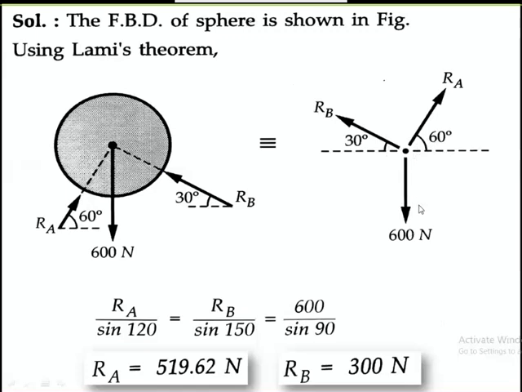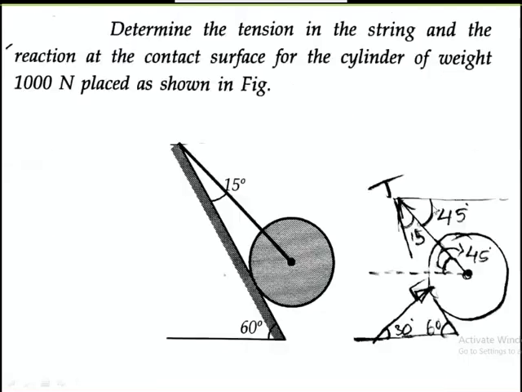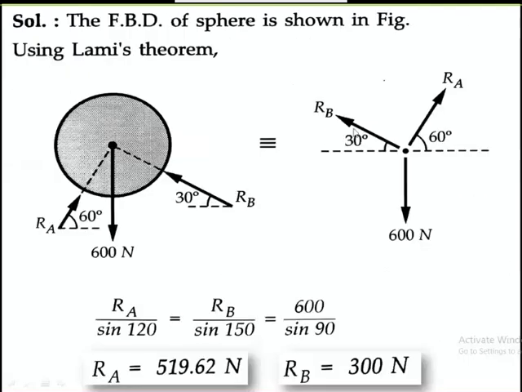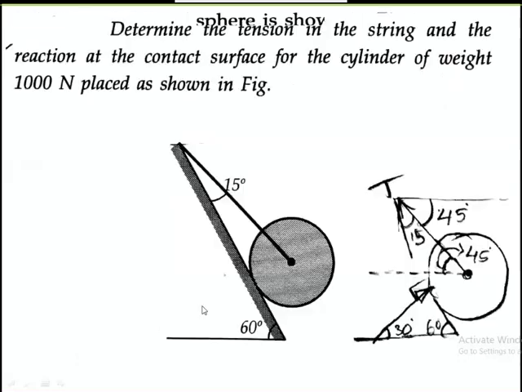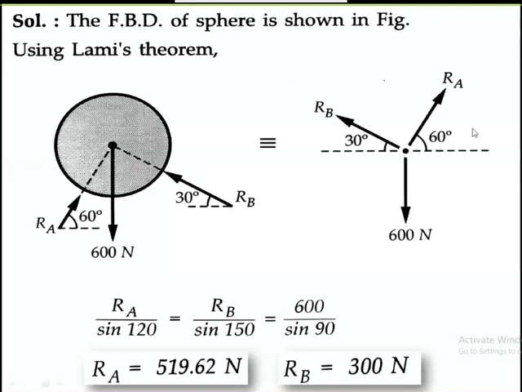That is 600 Newton. Now we will apply Lami's theorem. I'll take the first force RA divided by the sine of the angle between the other two forces. The other two forces are RB and 600 Newton. So the sine of the angle between the other two forces: this is 30 degree, this is 90, 90 plus 30, sine of 120. RA divided by sine of 120 is equal to RB divided by the sine of the angle between the other two forces; for RB, the other two forces are RA and 600 Newton.